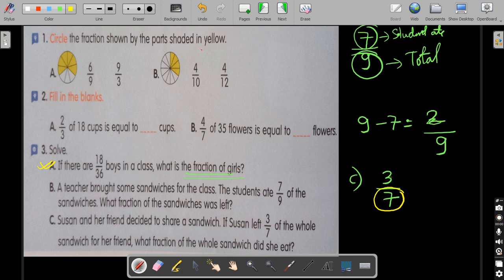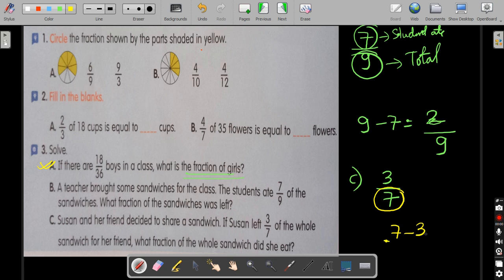Now Susan and her friend decided to eat. Susan left 3 by 7. See, she left 3 by 7. So total is 7 and she left only 3 parts. So how much had she eaten? How will I find it out? I told you, 7 minus the numerator you do.